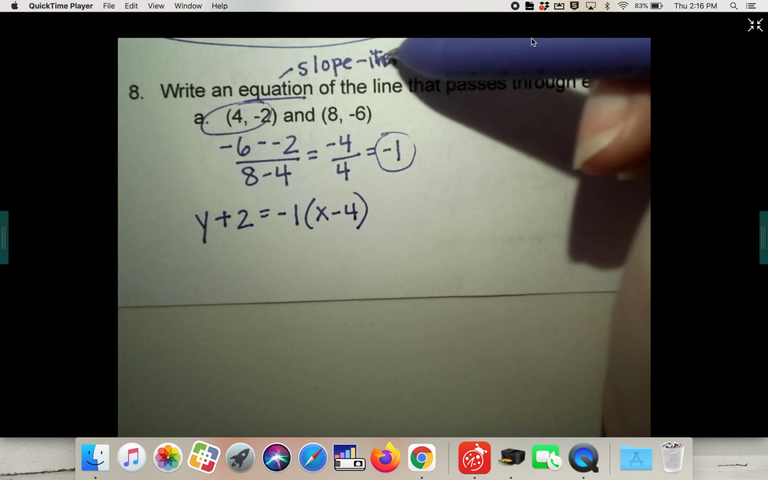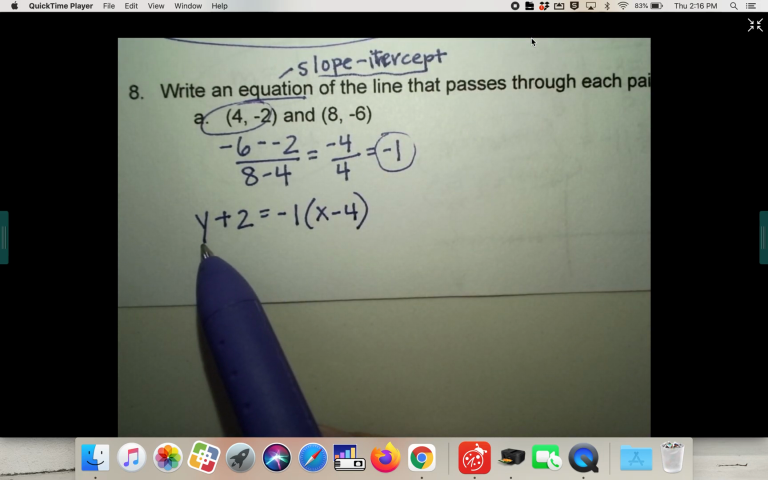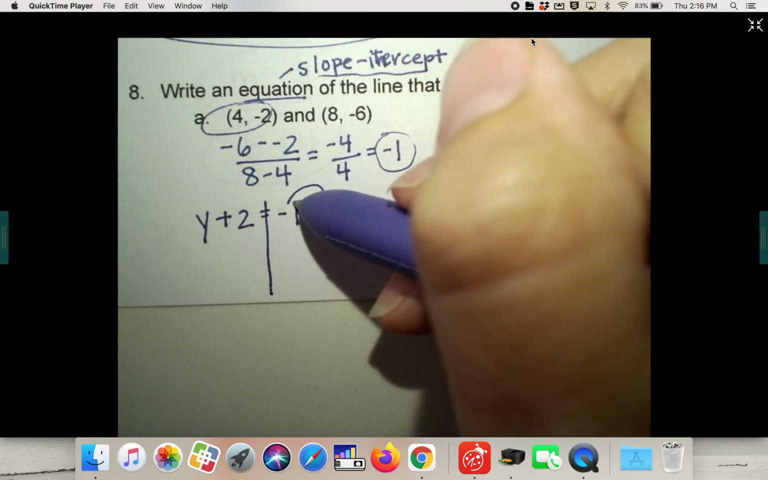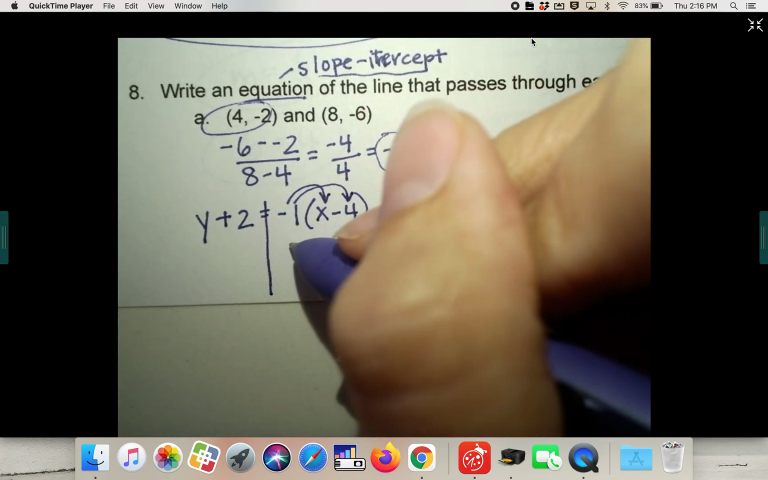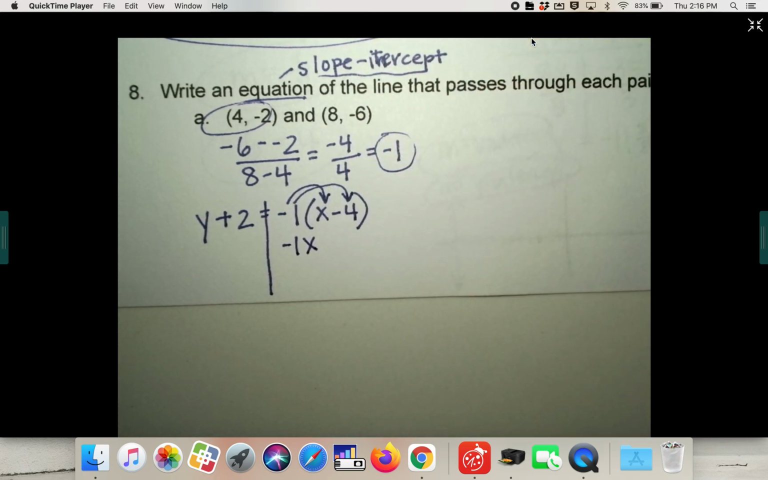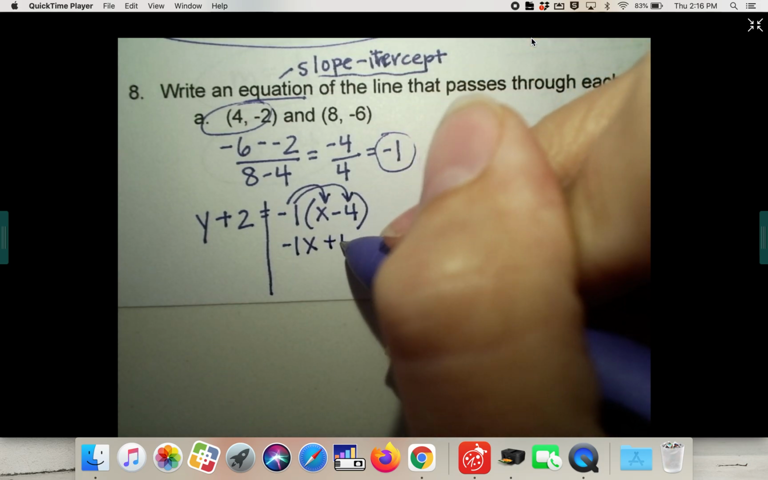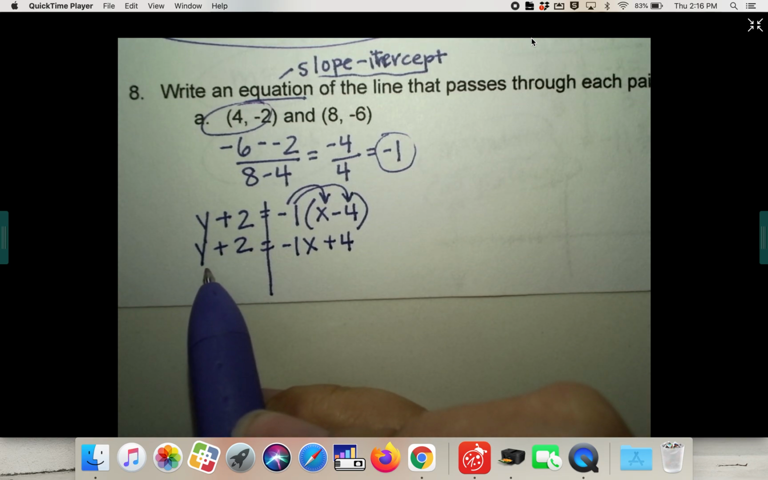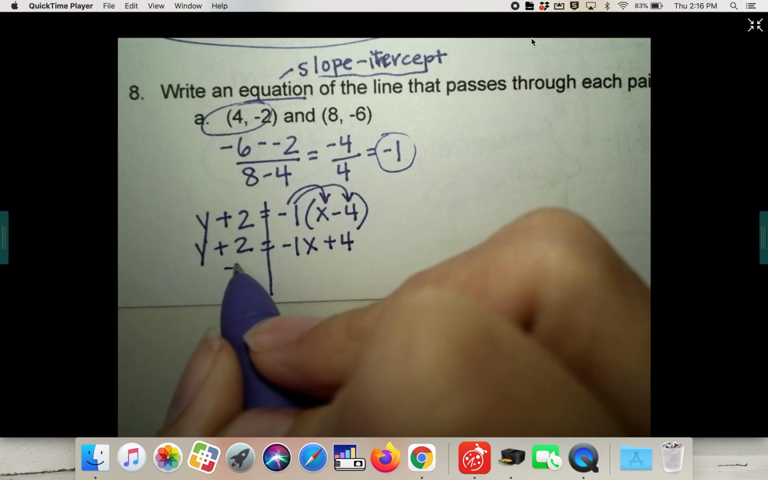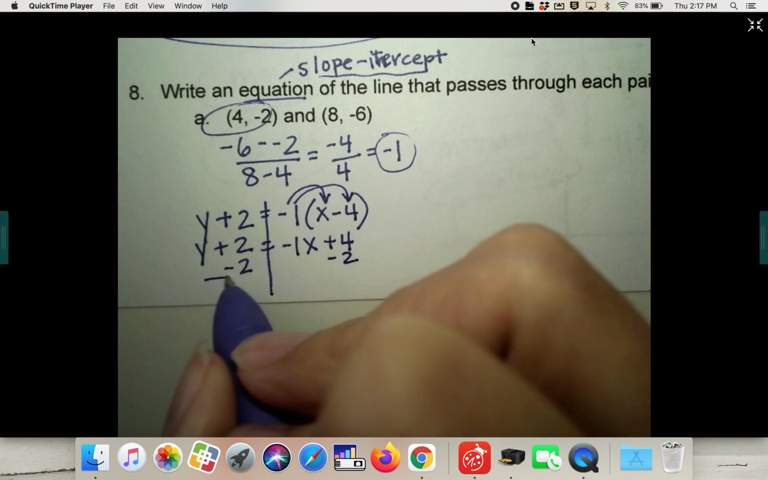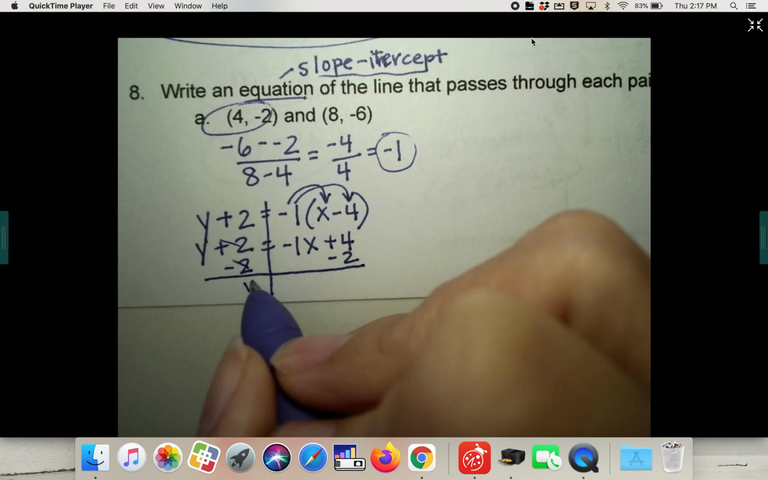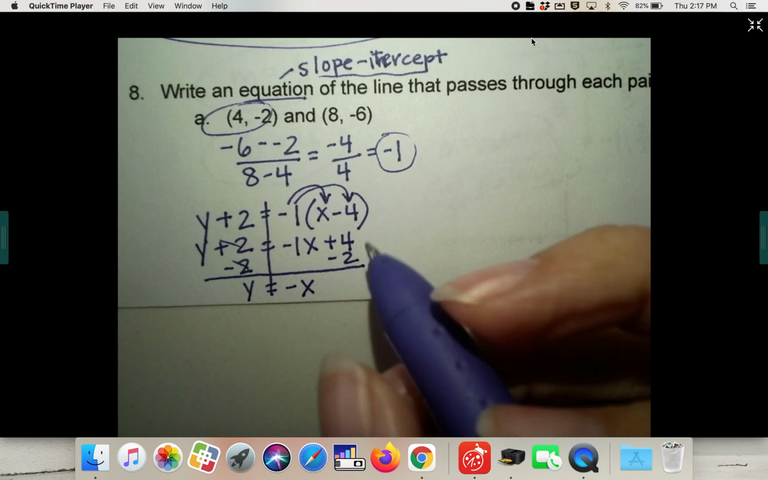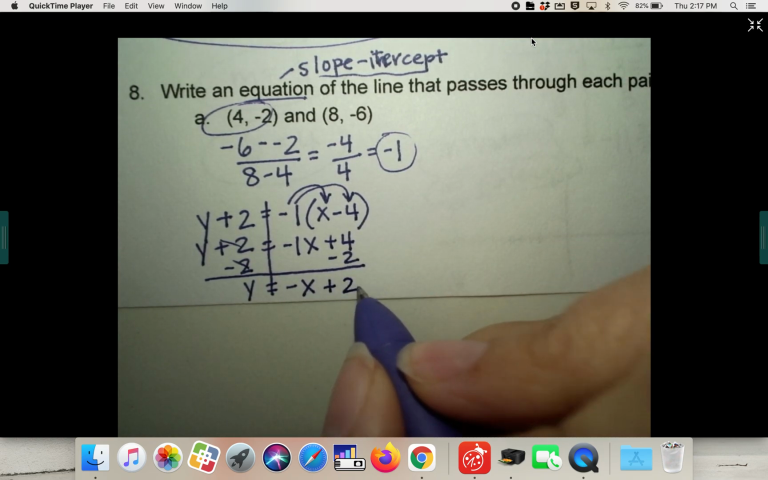But since I need it in slope-intercept form, I need to get y by itself. So I am going to distribute. -1 times x is -1x. -1 times -4 is +4. I'm just going to bring down y plus 2 for a sec. Y is almost by itself. All we have to do now is subtract 2 from both sides. And we've got it in slope-intercept form. Y equals -1x, or I'm just going to call it -x plus 2.